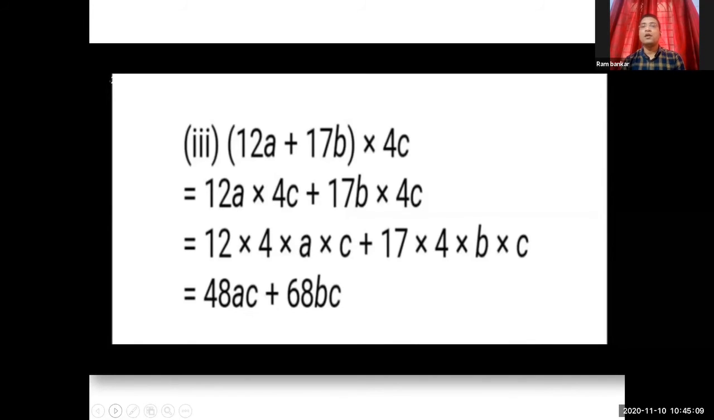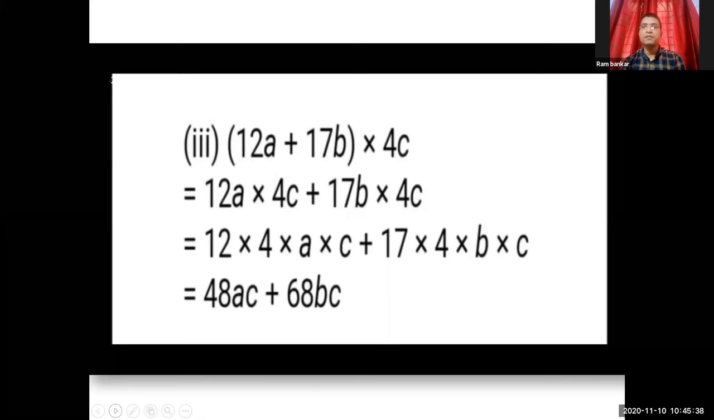Okay, look, we have written plus as it is, 17 into 4, coefficients in the second term, coefficients written 17 into 4 and into b into c. These are the variables written. Okay, now we have to multiply coefficient with coefficient and variable with variable.